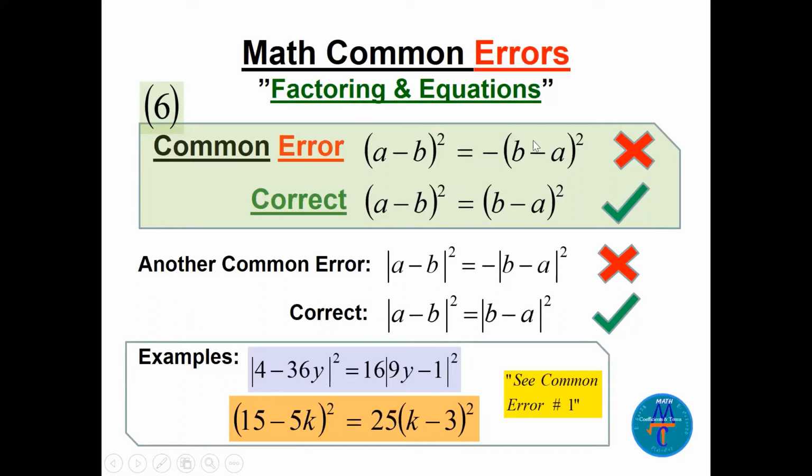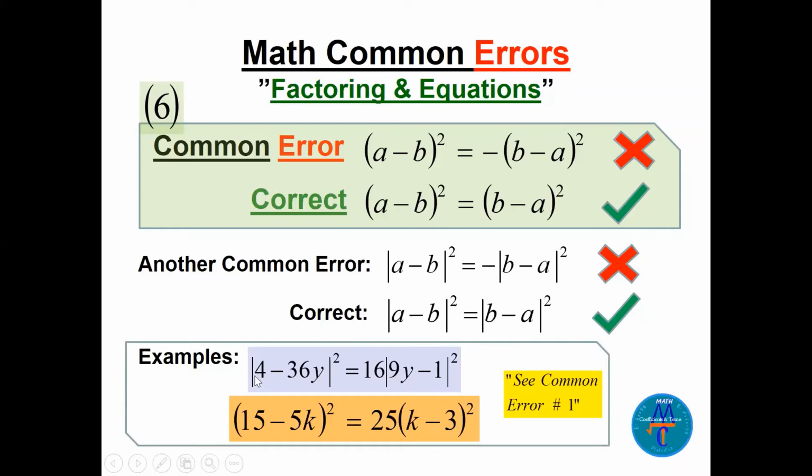Now this one is not correct. A minus b squared, if you put minus outside, b minus a squared, this is wrong. In the absolute value also, you cannot take the minus, but you can switch inside. A minus b absolute value all squared, same as absolute value of b minus a all squared.